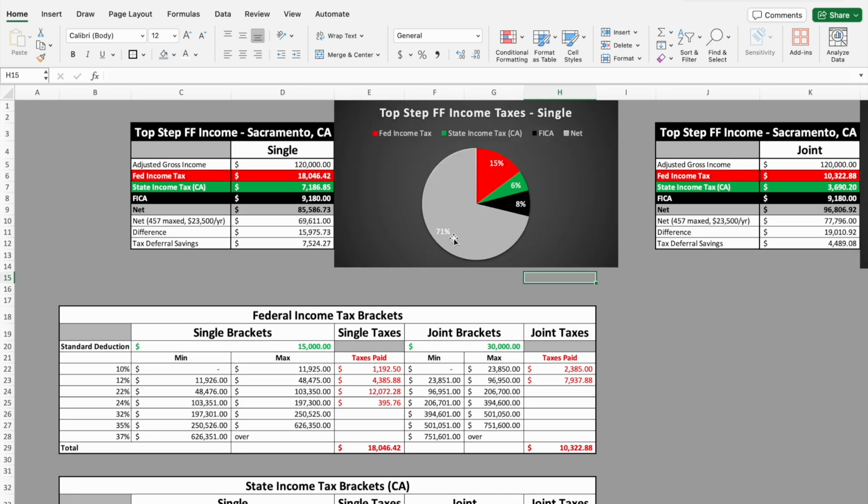And then if we look at this graph, it basically takes all this data and puts it in here, and it says, if they make 120,000, the total amount of net or take-home that they're getting is about 71% of their income. So the total amount of taxes they pay between federal, state income tax, and FICA is almost 30% for somebody who's single.